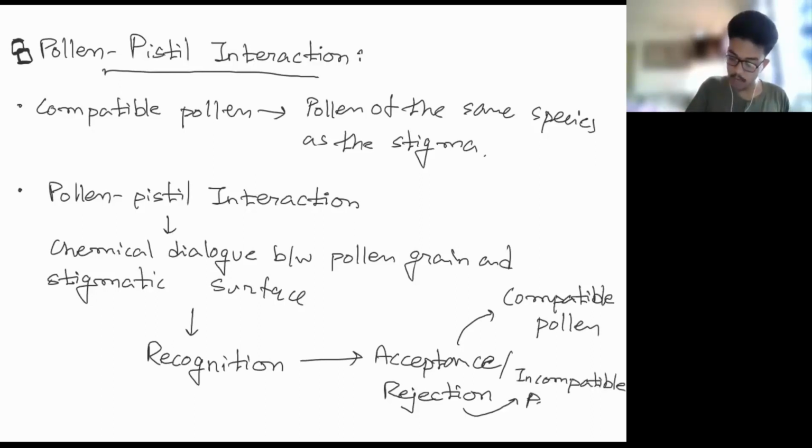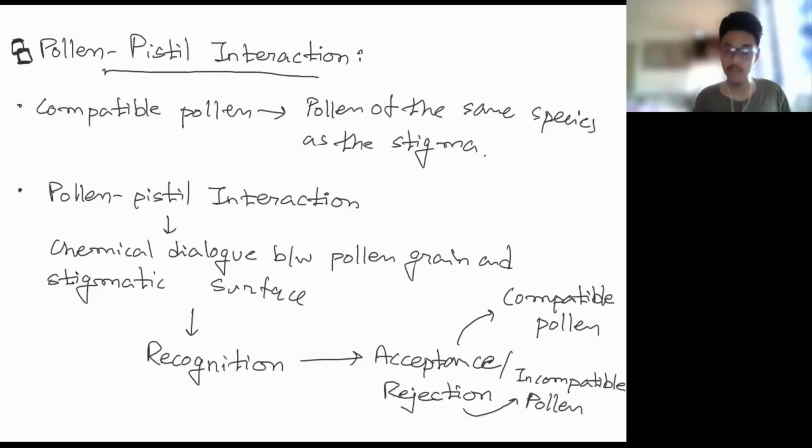I hope you understand what incompatible pollen means. For example, we are talking of the stigmatic surface of species X, and a pollen of species A, B, C, Z, any other species, falls on the stigmatic surface. This is a pollen of a different species altogether. This is not going to be accepted. This is incompatible pollen. Now, as I'm repeating, in case the stigmatic surface is self-incompatible, then the self pollens are also incompatible pollens, so they are going to be rejected. In other cases where the pollen is compatible, it's going to be accepted.